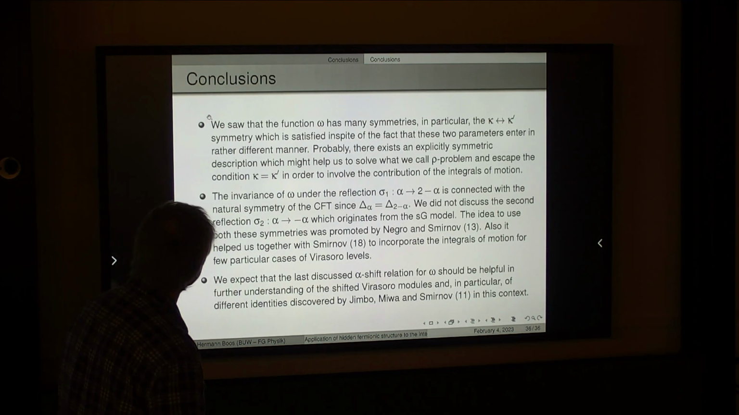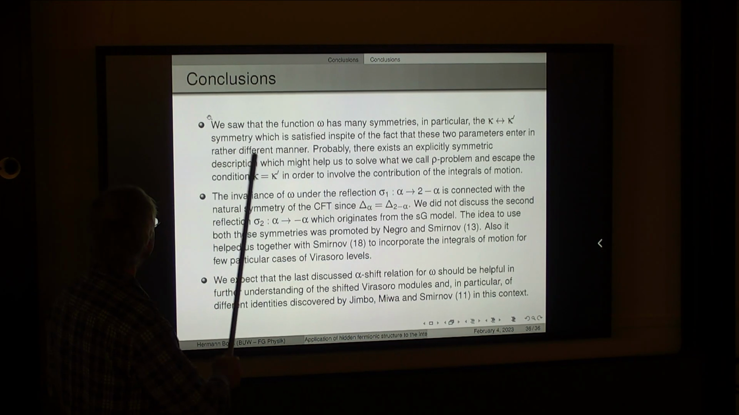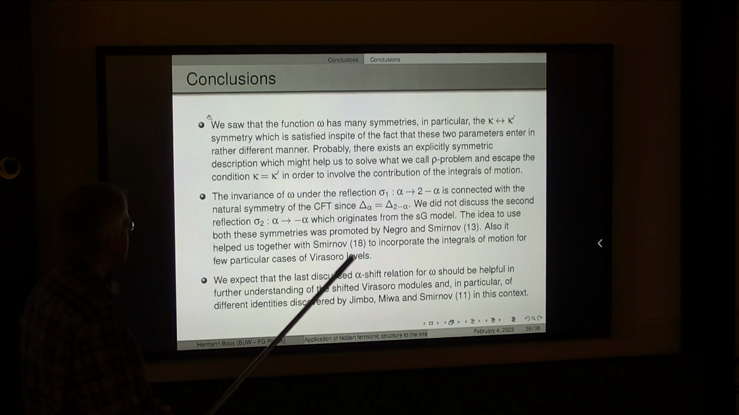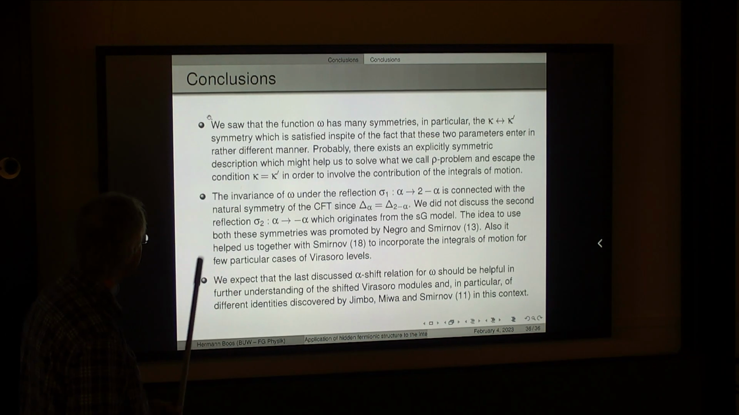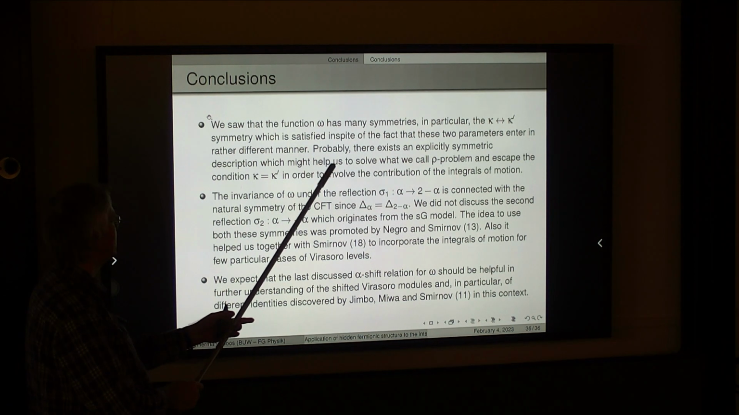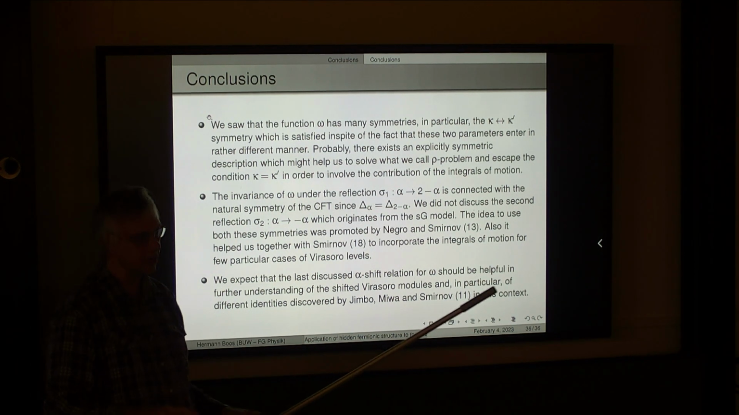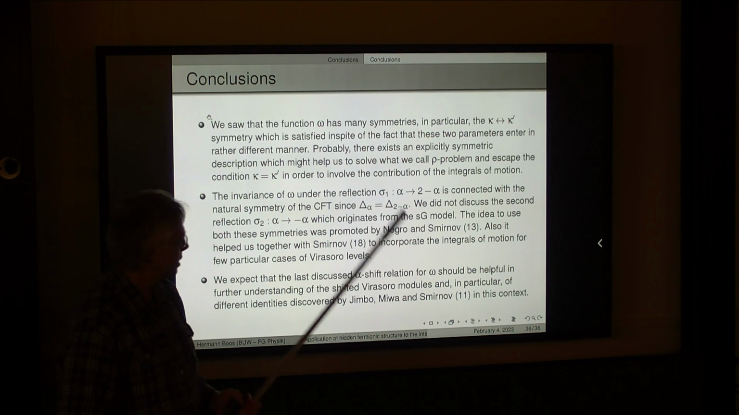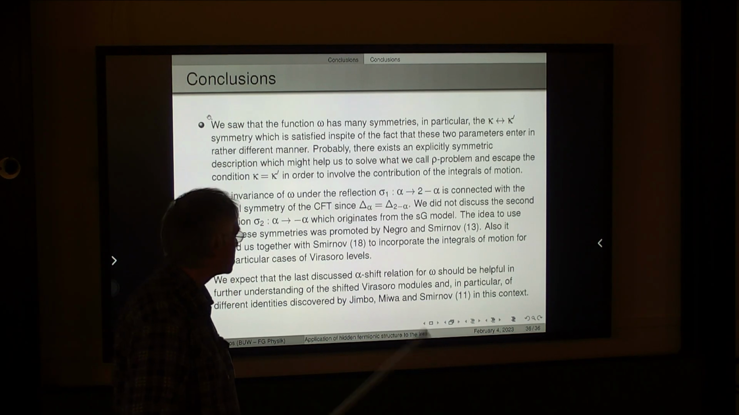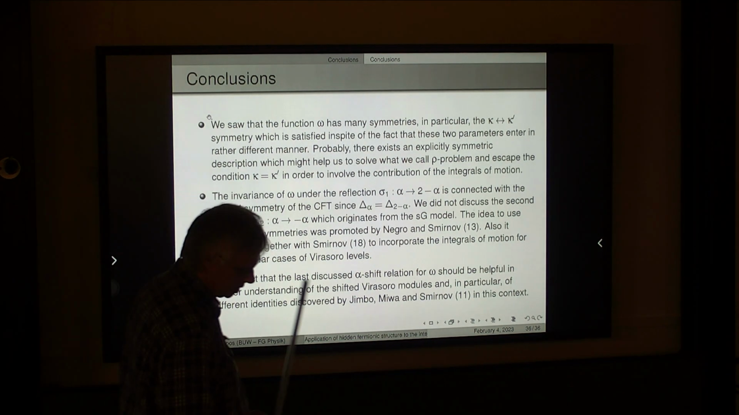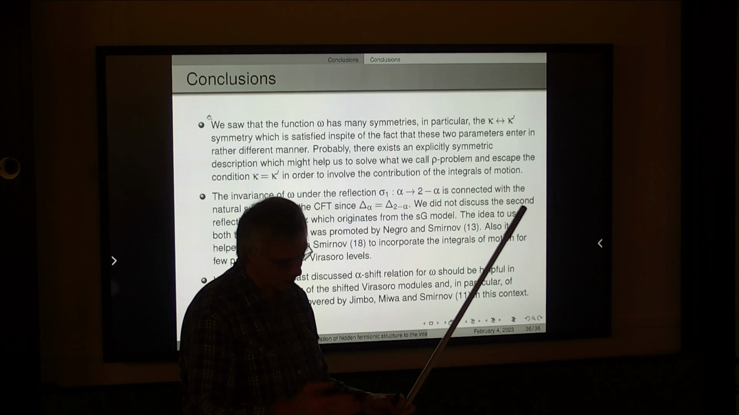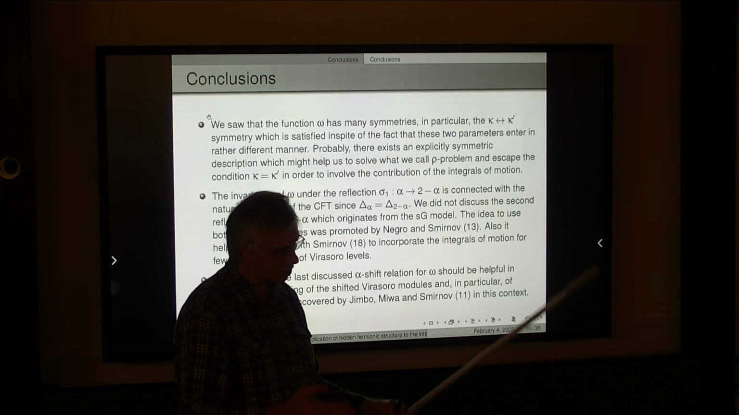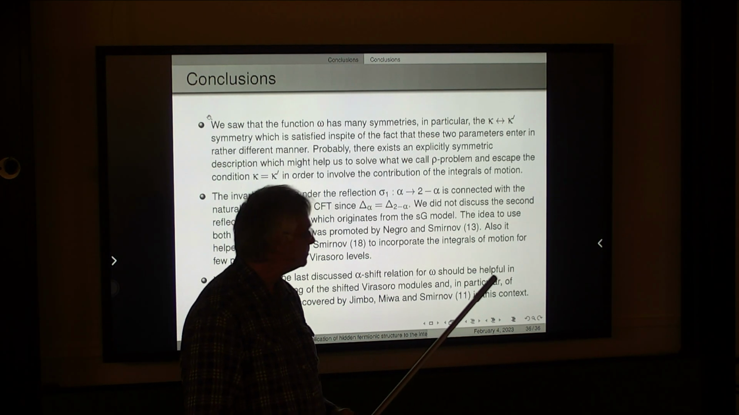So now I come to conclusions. We saw that the function omega has many symmetries, in particular this kappa prime symmetry, which is satisfied in spite of the fact that these two parameters, namely kappa and kappa prime, enter in very different manner. And still we have symmetry of the function. It also has to do with the symmetry of the 3-point function in QFT, for example.